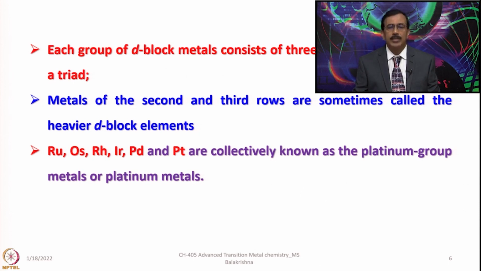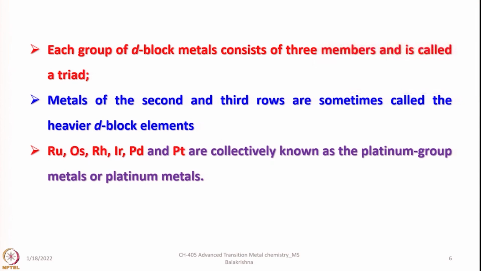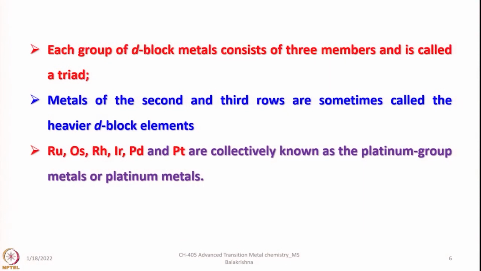Metals of the second and third row are sometimes called the heavier d block elements, and if you see, the chemistry of 3d elements differs considerably from the 4d and 5d series, whereas 4d and 5d have a lot of resemblance and very similar properties. And here ruthenium, osmium, rhodium, iridium, palladium and platinum are collectively known as platinum group metals or platinum metals. When you see some book stating platinum metals, you should not be confused that it means only platinum.